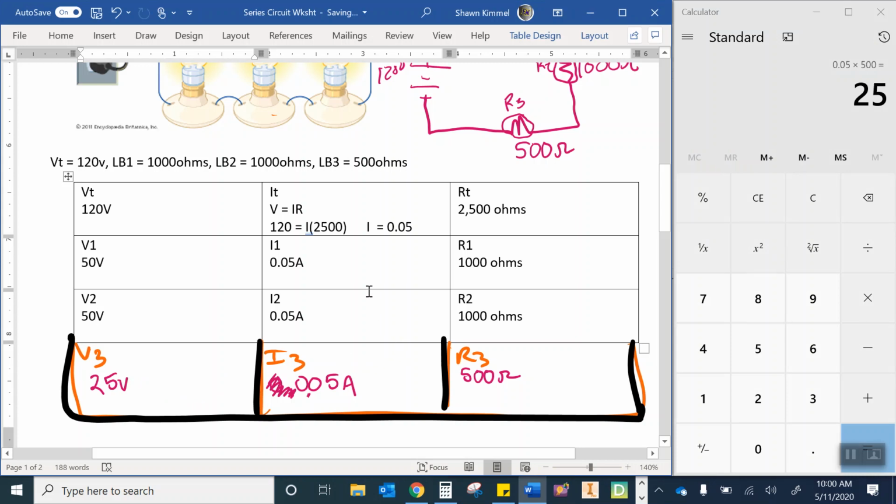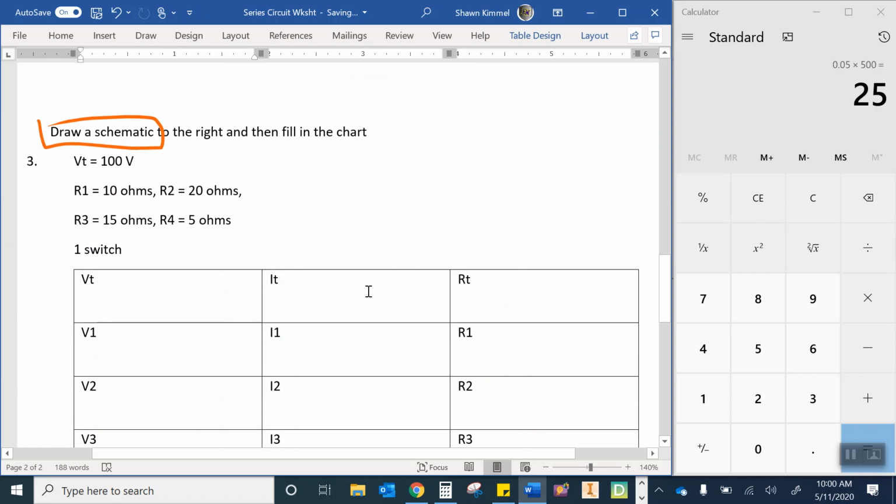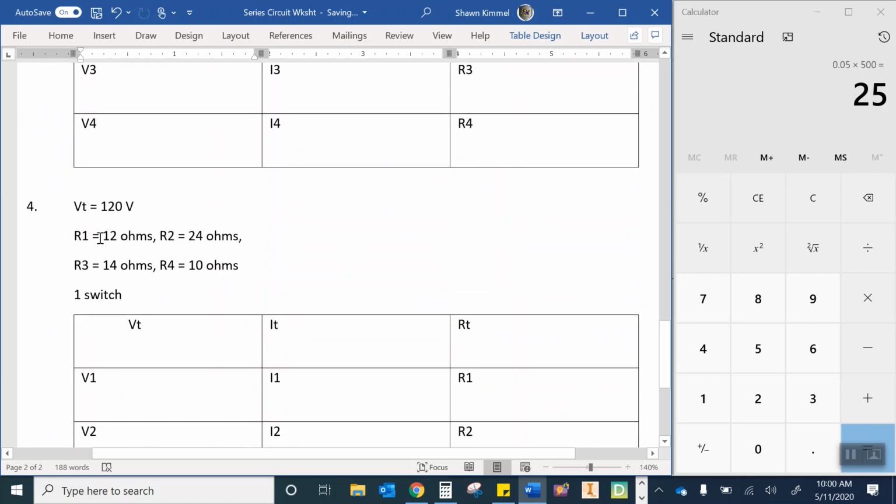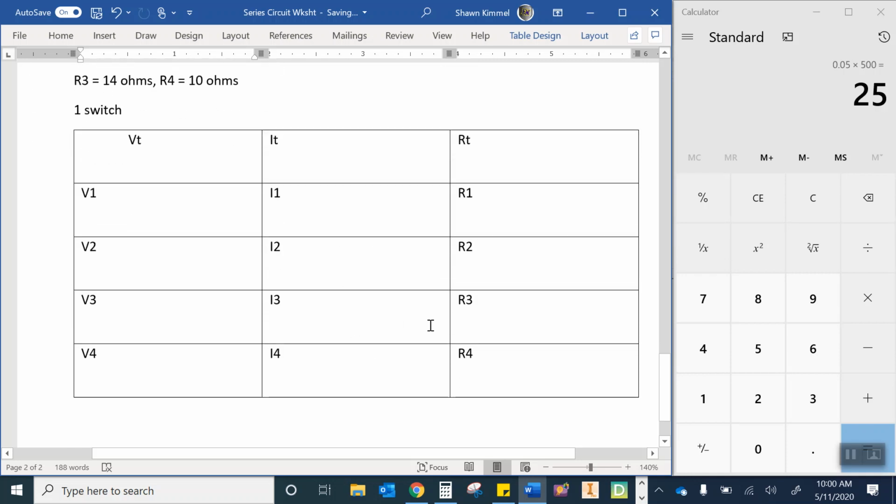So, this has gotten to be pretty long. What you guys hear then is we have two more on your own. All right, draw the schematic. Fill in the chart. Down here it doesn't say draw the schematic. On number four, I'd like for you to draw the schematic as well. And then go ahead and fill in the chart.